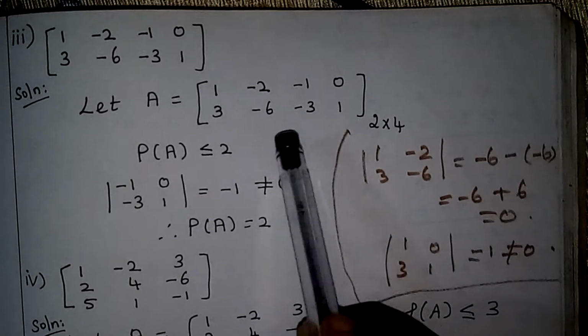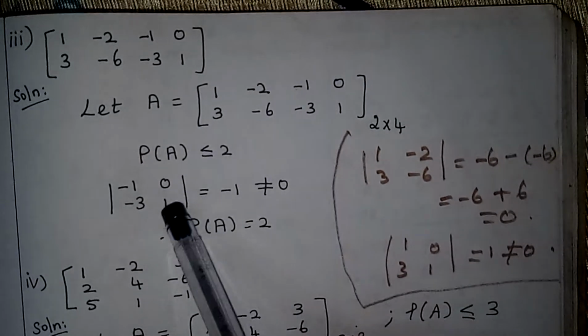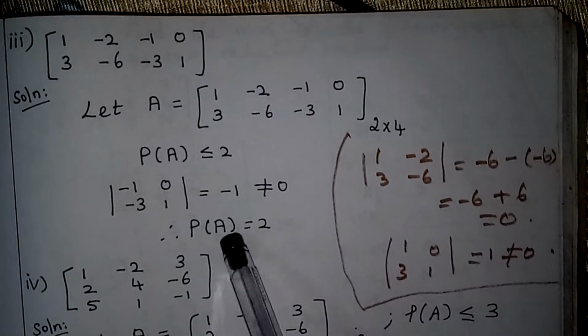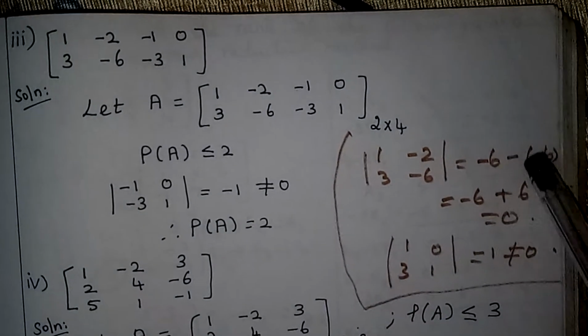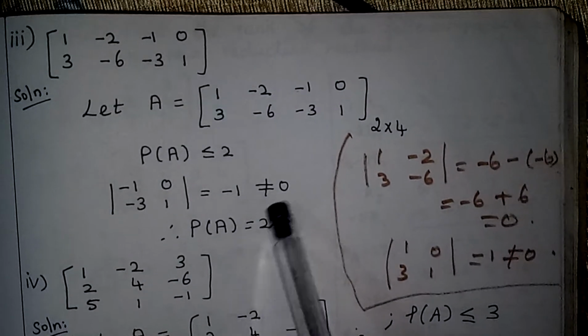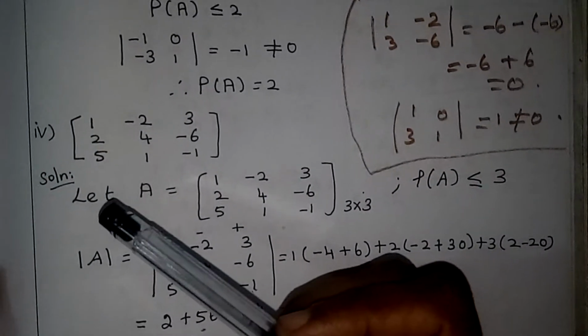If you take another set, that is these two terms, if you take also, what you will get is minus 1. It is not equal to 0. Therefore, rank of A is equal to 2. It is not necessary to write everything. At least one non-zero term we need. Okay. The next one is fourth subdivision.